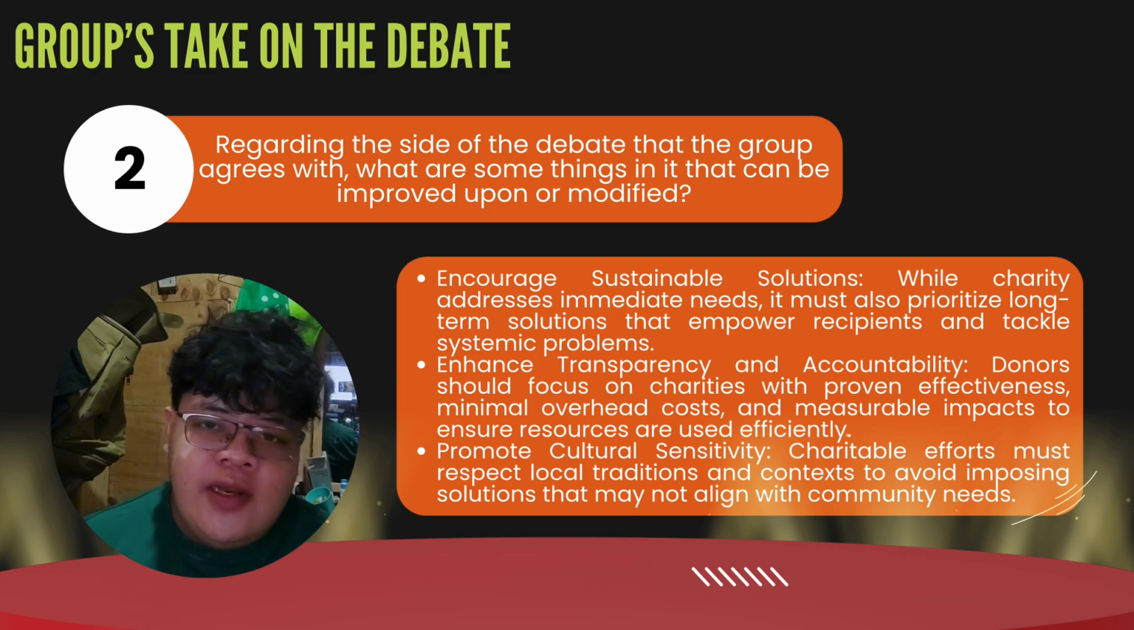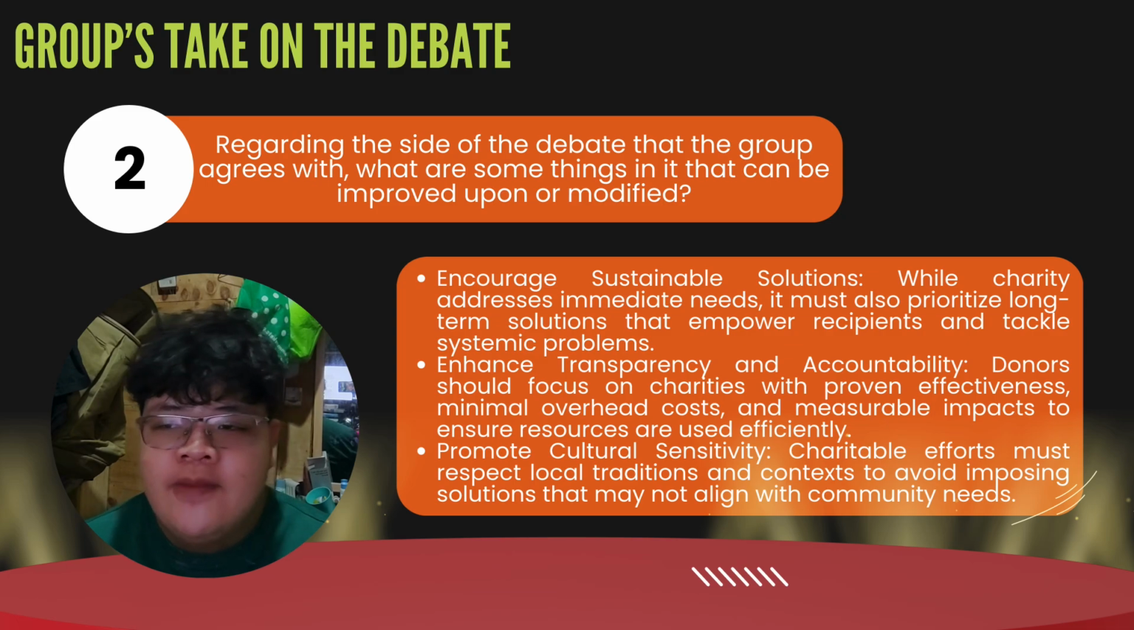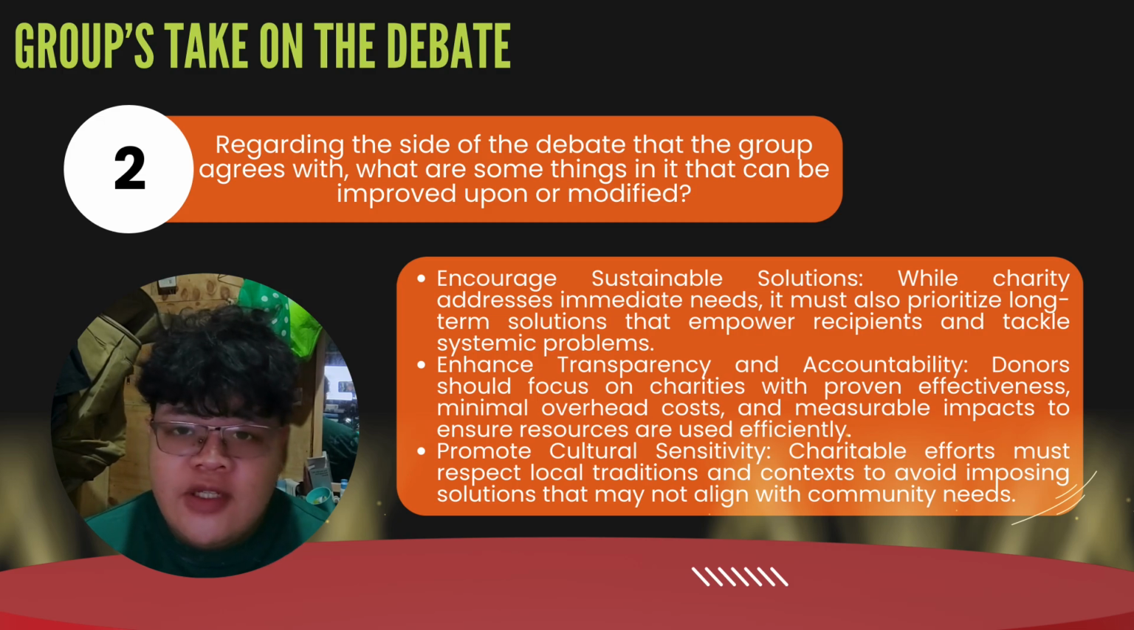Our second point is to enhance transparency and accountability. So, the effectiveness of charitable contribution will really depend on how well resources are managed. Donors need clear information about how their money is spent, which charities deliver measurable support, and which have the lowest overhead costs. So, nonprofits must adopt transparent reporting practices and then use evaluations to demonstrate the tangible outcomes of their programs.